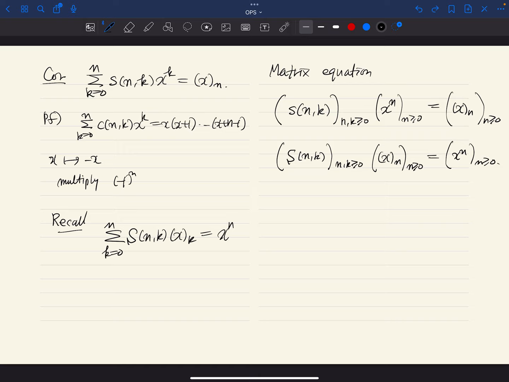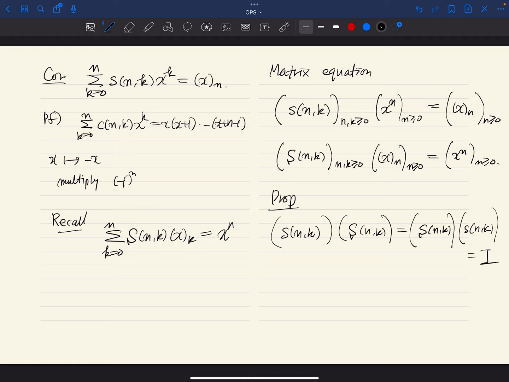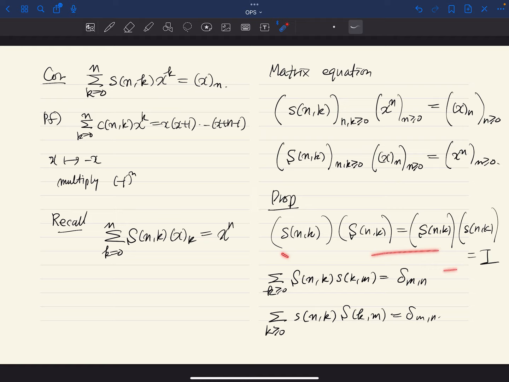So, theorem or proposition: S and s equals, or s and S equals the identity matrix. Or if you look at the entry n, m, equivalently, you can also write, let me just say for all k, the sum of S(n,k) s(k,m) equals delta m n. They are all actually equivalent.